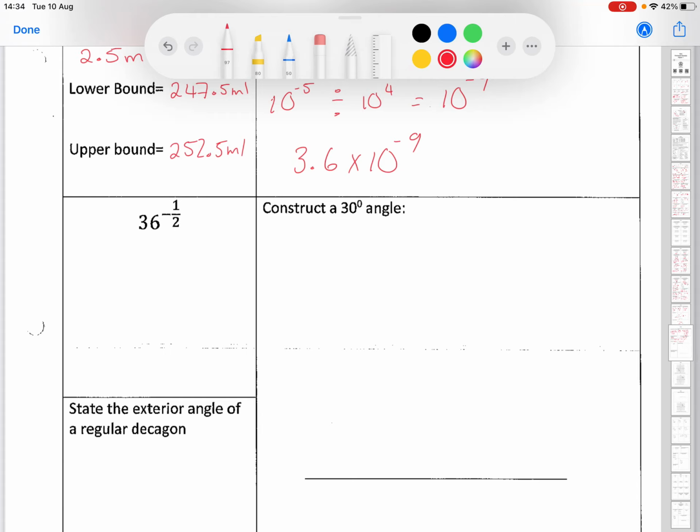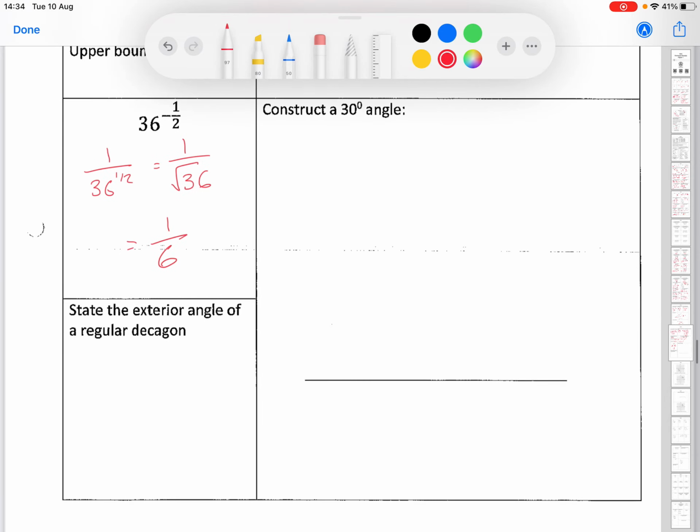Next one, we've got 36 to the power of minus 1/2. So anything to the power of a minus means we flip it. So this is going to be 1 over 36 to the power of 1/2. Anything to the power of half is a square root, so it's going to be 1 over the square root of 36. Hopefully we know the square root of 36 is 6.